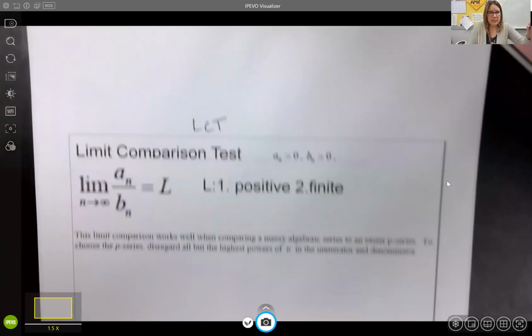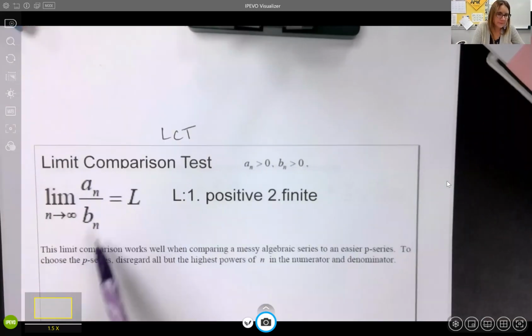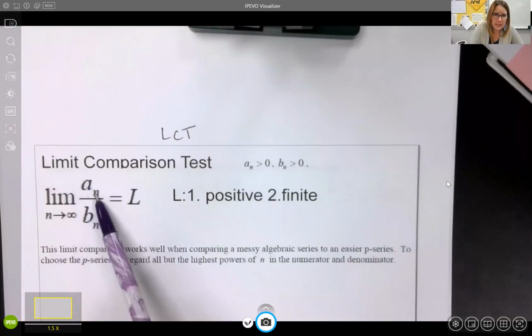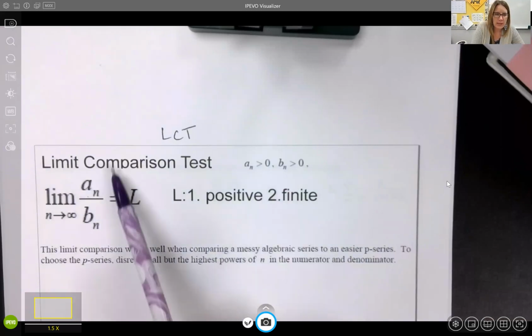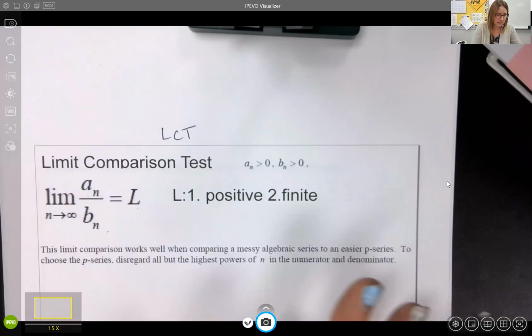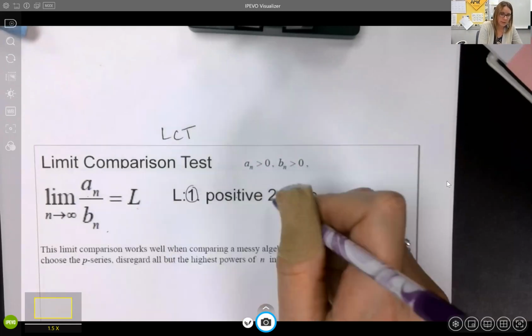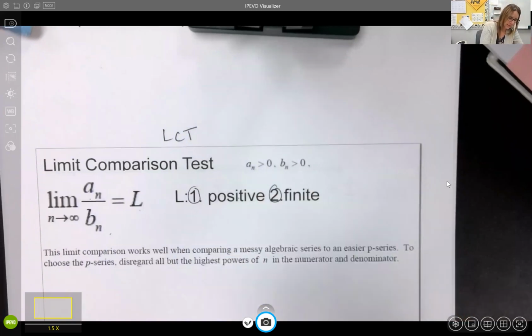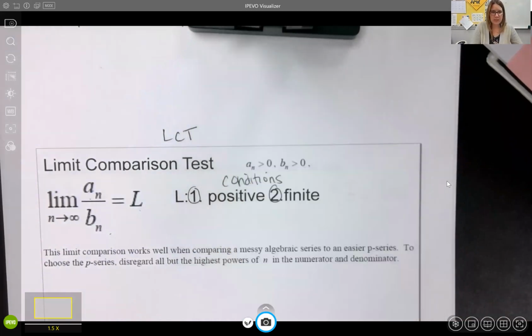So in the LCT, we are going to have 2 conditions. We're going to divide an over bn, and they both just have to be greater than 0, okay? So an over bn, positive functions. When I divide them, I have to get a limit. I have to find a number. It doesn't matter what the number is, it just has to be 1, positive, and 2, a number, finite. Okay, so these are the conditions of the limit comparison test.